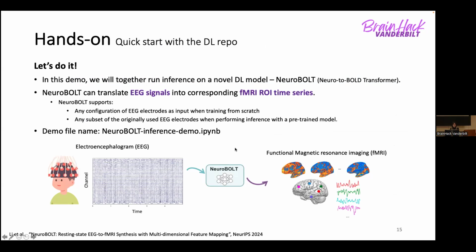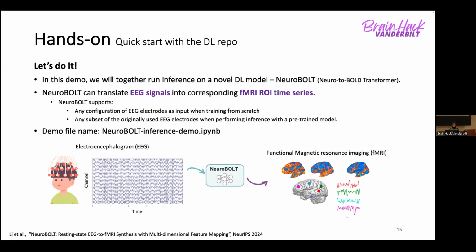Yeah, and then I'll introduce how to quickly start with a deep learning repo. And this is a hands-on session. So in this demo, we will together run the inference of a deep learning model called NeuroBOT, a neural-to-fMRI transformer, which leverages the latest EEG foundation model and also a novel multi-scale spectral learning representation module.